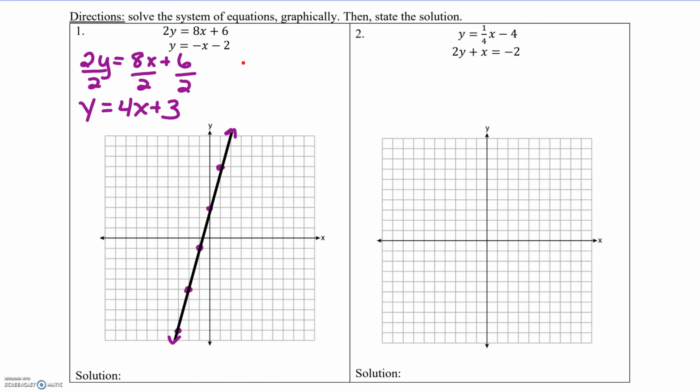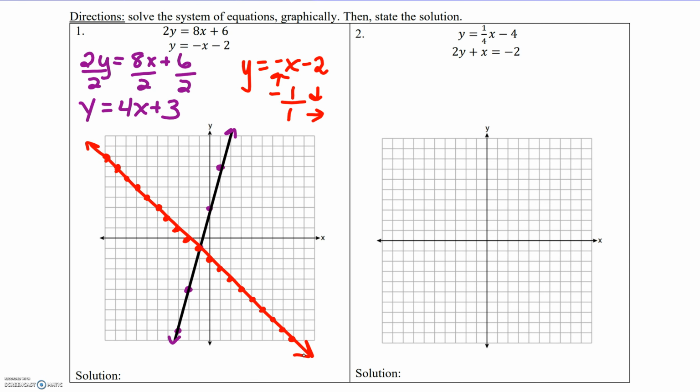Now I'm going to do the same thing for the bottom one, but it's already written in the correct form. So I'm going to start at -2, and then the negative x right here tells us really it's a -1/1, so we go down 1, right 1. So down 1, right 1 until I can't go any further, and then up 1, left 1. From here, connect all the dots with a straight line, arrows on both ends.